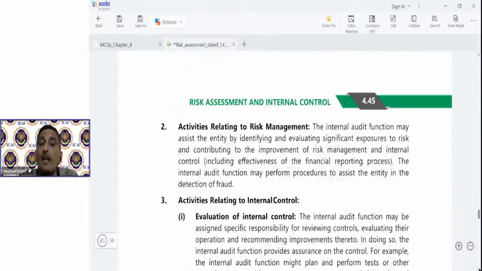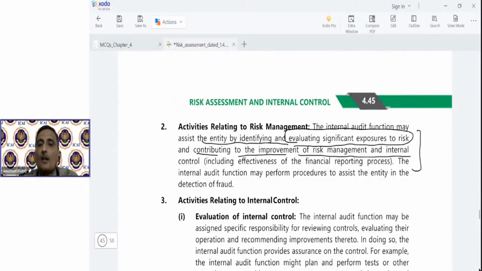Activities relating to risk management. So the internal audit function may assist the entity by identifying and evaluating significant exposures to risk and contributing to the improvement of risk management and internal control. Okay, and the internal audit function may perform procedures to assist the entity in detection of frauds.